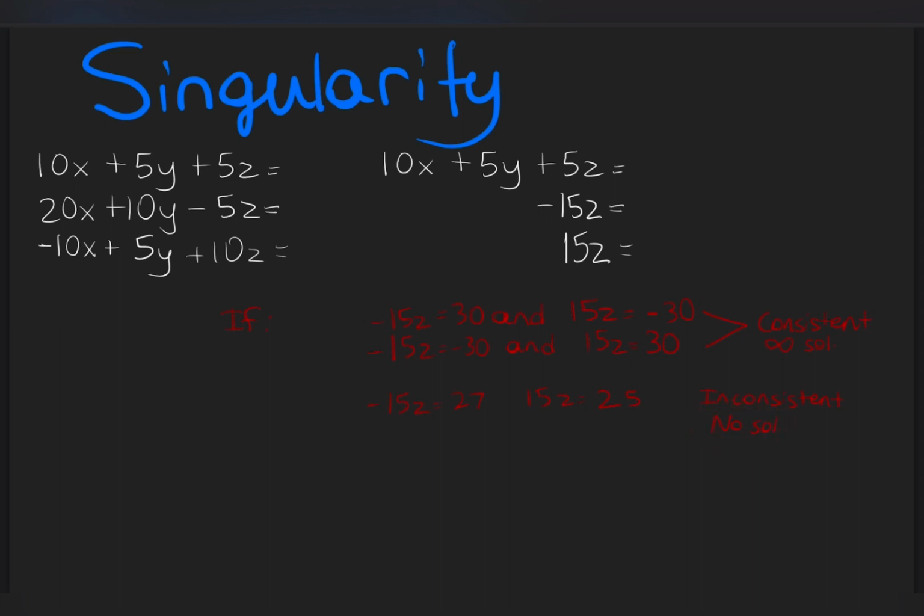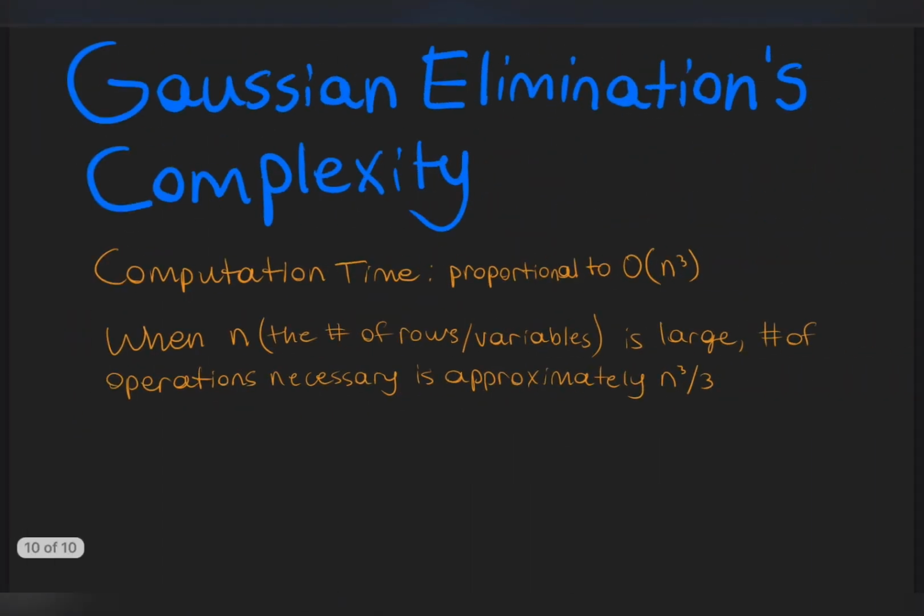Let me just clarify here. It doesn't have to be infinite solutions. It can also be multiple solutions. But a more precise way to look for singularity is if there isn't a triangular structure to your system of equations by the time you're finished performing stage one or step one of Gaussian elimination. And okay, let's talk about Gaussian elimination's complexity now.